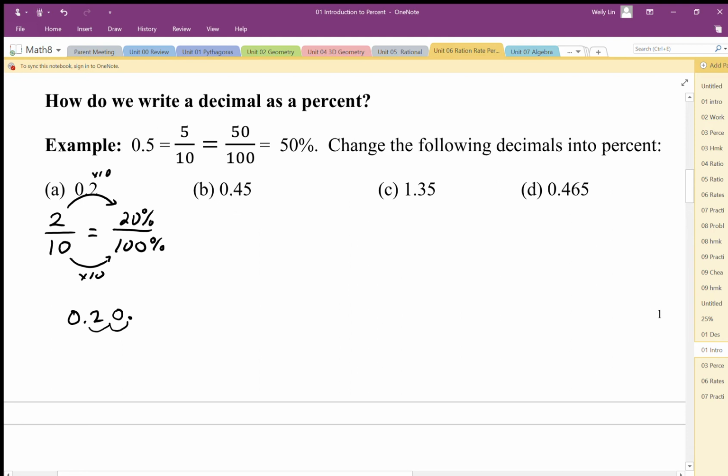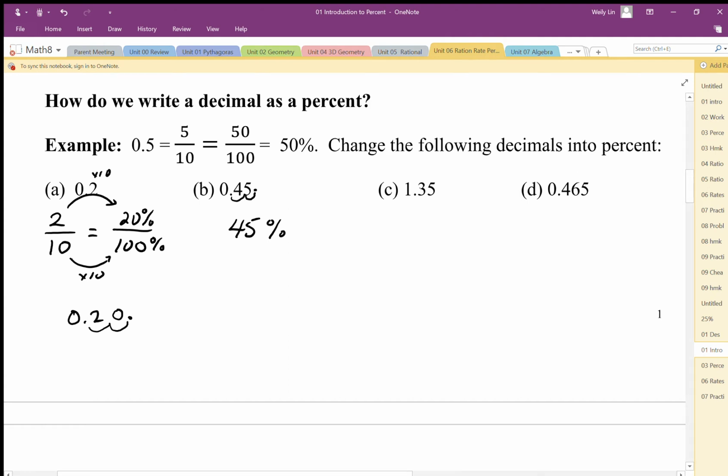Okay, so we can do the same thing here. So we have our 0.45. We can multiply this by 100. We end up moving our decimal point over here. So we end up with 45%. So that would be the easy way we can convert a decimal into a percentage.